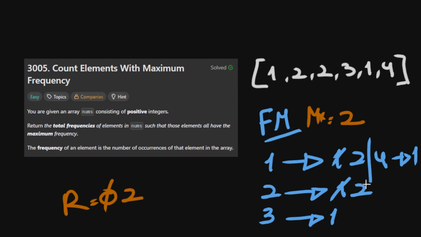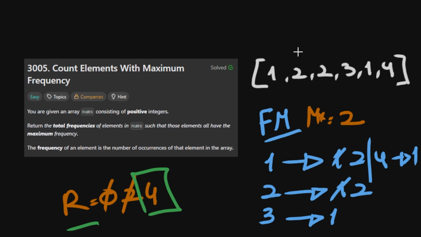Next we are here, and this has a frequency of 2, which is our maximum frequency. So we have 2 more elements to add to our result. This is now 4. Now we are here, this has a frequency of 1, which is not the maximum frequency, so we continue. Finally we are here, and this has a frequency of 1, which is not our maximum frequency. So in this case we return 4. And this is it for the approach.